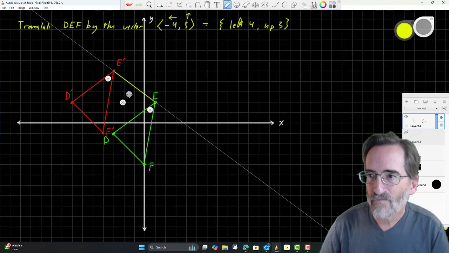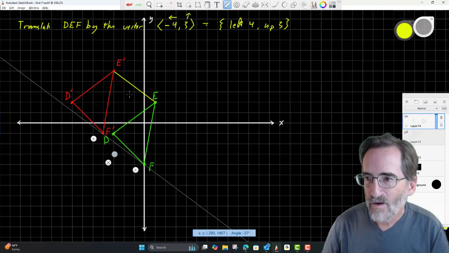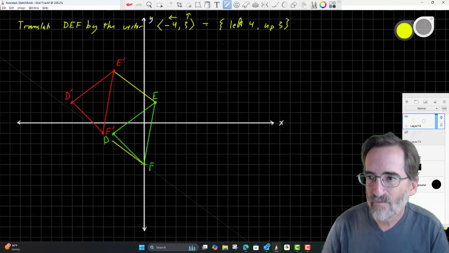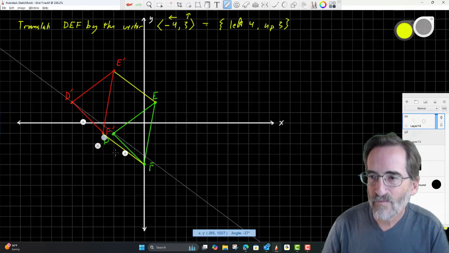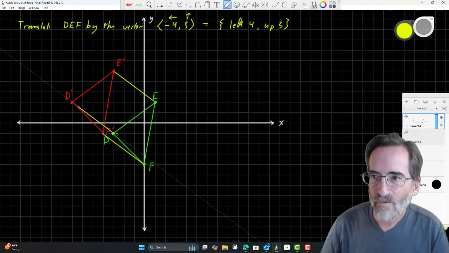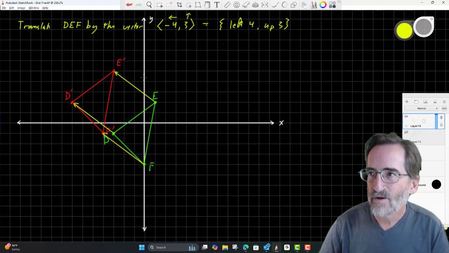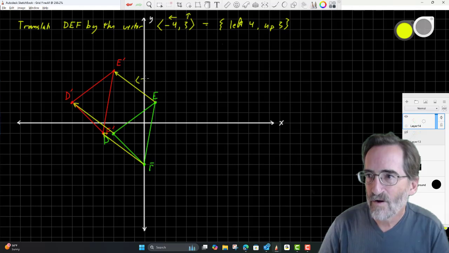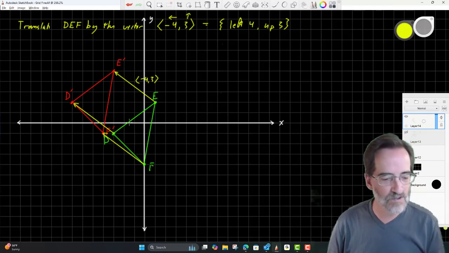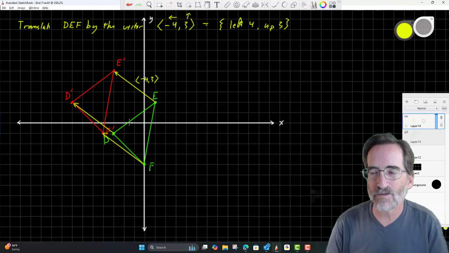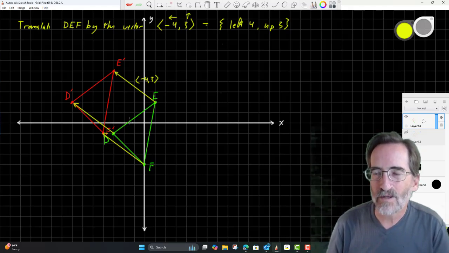E to E prime, F to F prime, D to D prime. And that's the movement vector, ⟨-4, +3⟩. All of them have the same value because you can move vectors around. Vectors aren't stuck to a particular location. They just indicate length and direction.